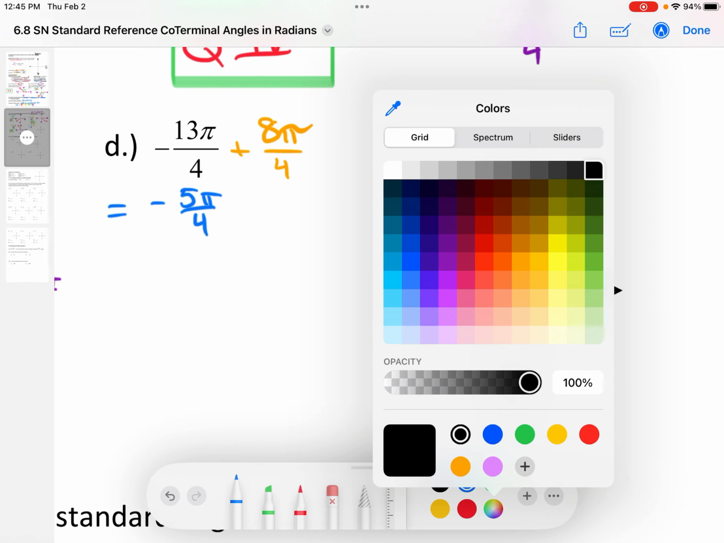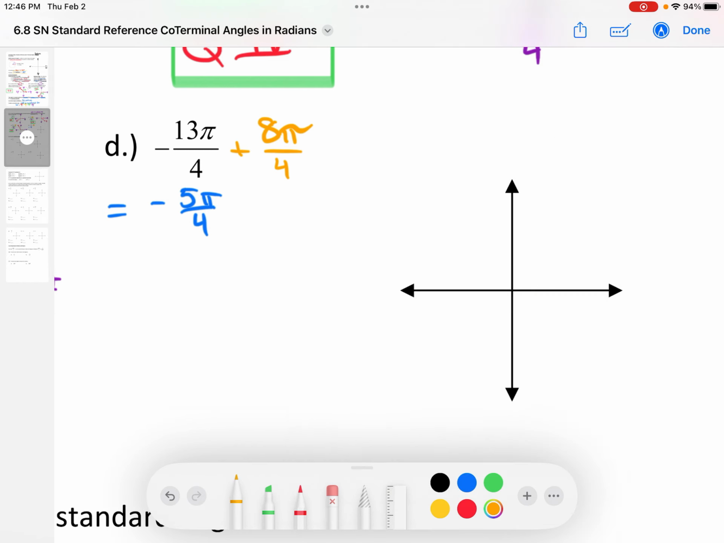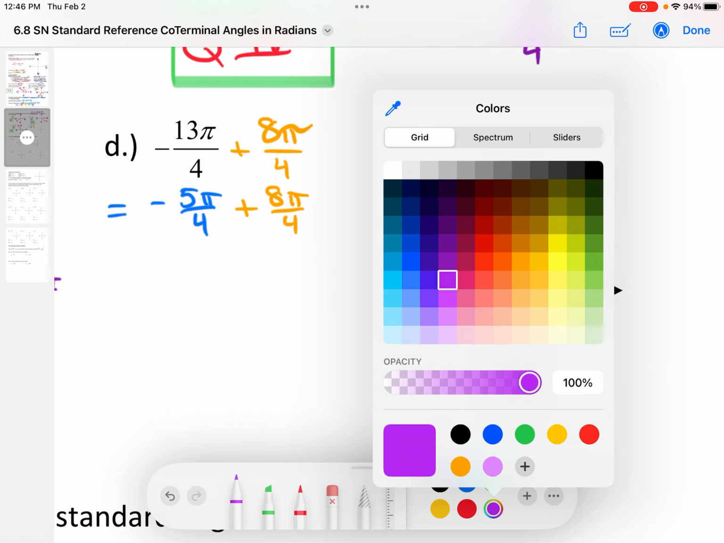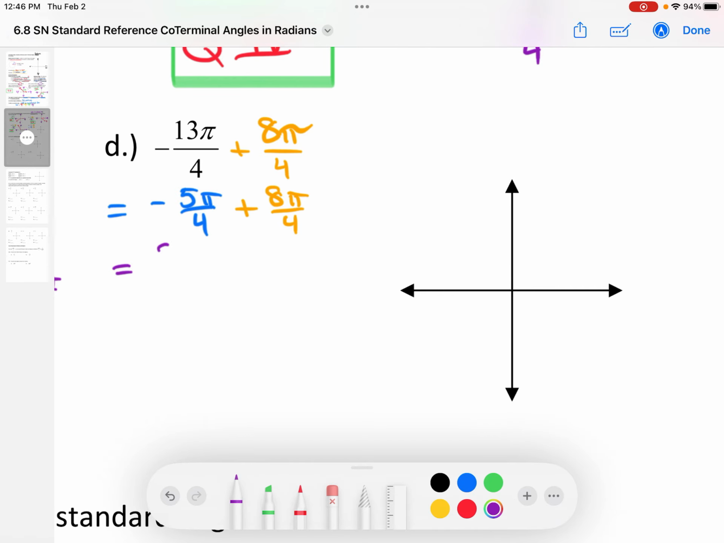Now, we can fit that on our unit circle if we number it backwards. So we can graph it from here. What the question wants, though, is the coterminal angle between 0 and 2 pi. So we need to add another 8 pi over 4. And when we add another 8 pi over 4, that gives us 3 pi over 4 as our angle, which is between 0 and 2 pi. So 3 pi over 4 is the coterminal angle this one wanted.